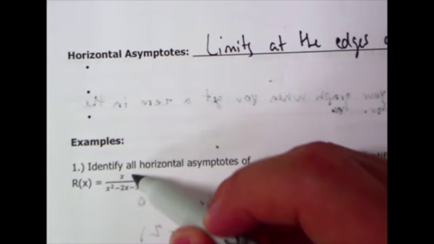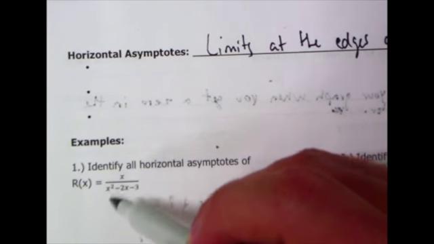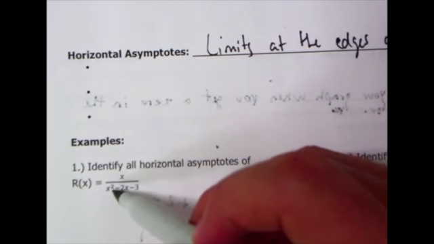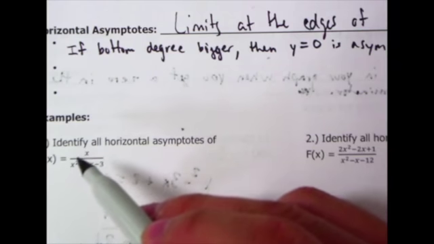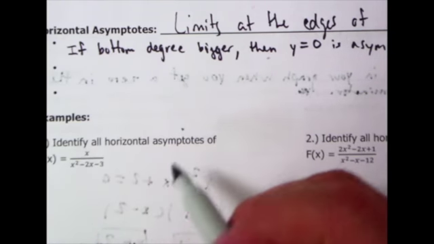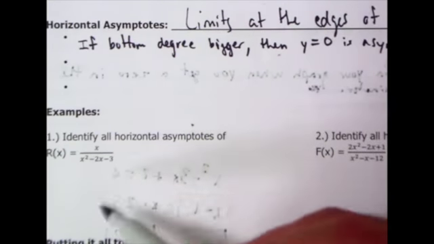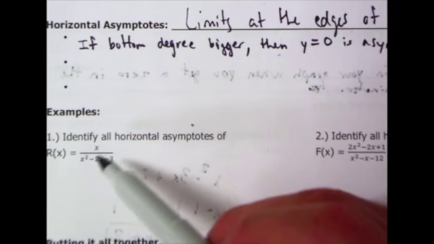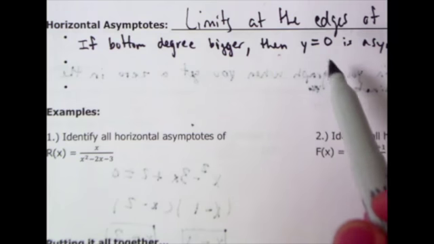So we look at the degree of the top, which here is a 1, and we look at the degree on the bottom, which here is a 2. If the degree on the bottom is bigger than the degree on the top, so this case right here, where you have an x squared on the bottom, is bigger than the x on the top, then you have a horizontal asymptote at y equals 0. It's automatically 0. It doesn't matter what anything is in the bottom or the top. If the degree on the bottom is bigger than the degree on the top, then it's automatically y equals 0.